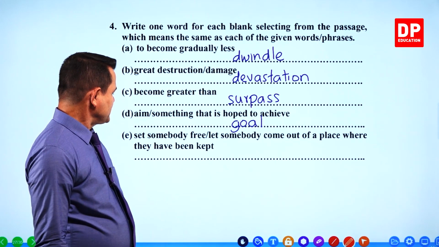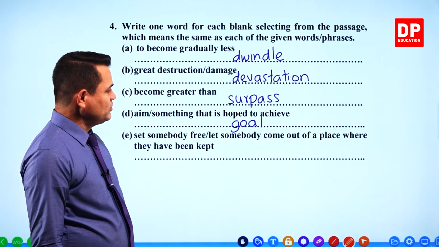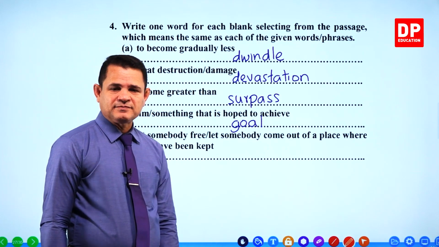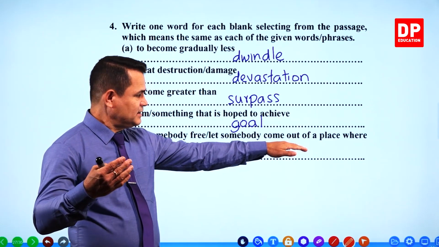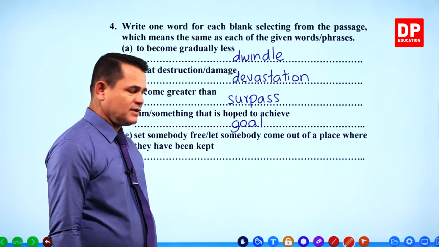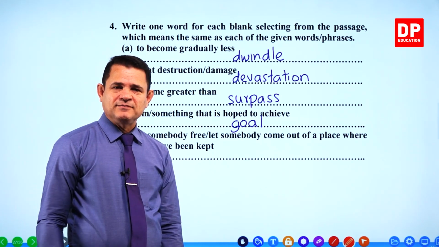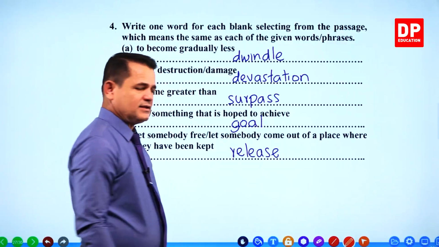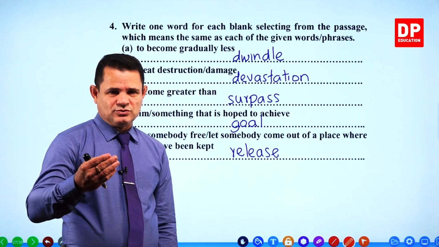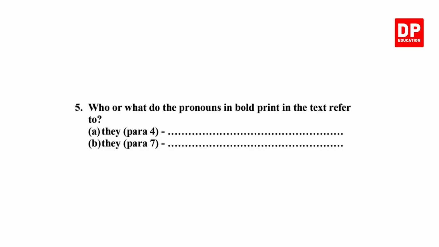Right. Next one. Set somebody free. කෙනෙක්ව නිදහස් කරනවා. Or let somebody come out of a place where they have been kept. කෙනෙකුට යම් කිසි ස්ථානයකින් එළියට එන්න ඉඩ අරිනවා. ඒගොල්ලෝ තබල තිබිච්ච තැනින් එළියට එන්න. ඒකට කියන්නේ නිදහස් කරනවා කියන්නේ release. Now the elephants are released to the wild. Again, baby elephants after 3 years, they are released to go back to the wild, back to the jungle or the forest, right?